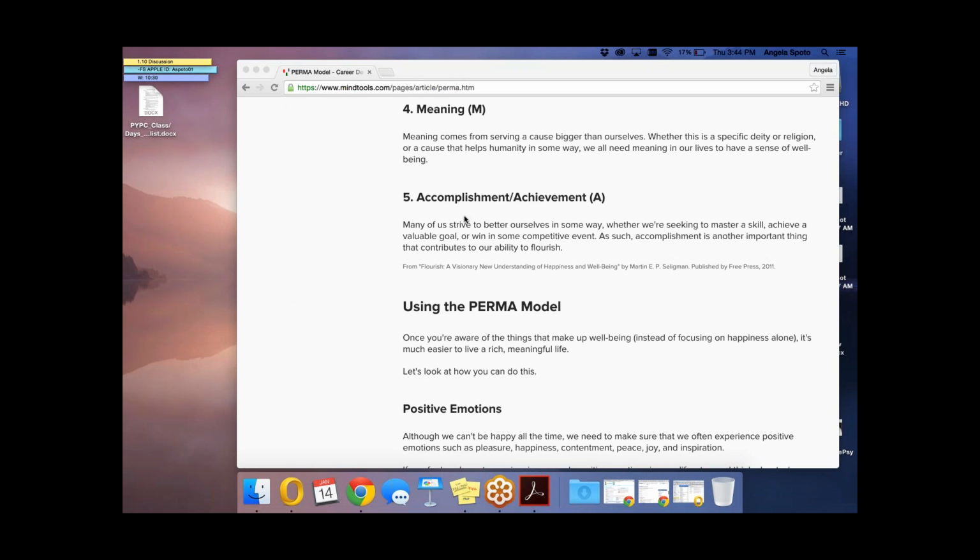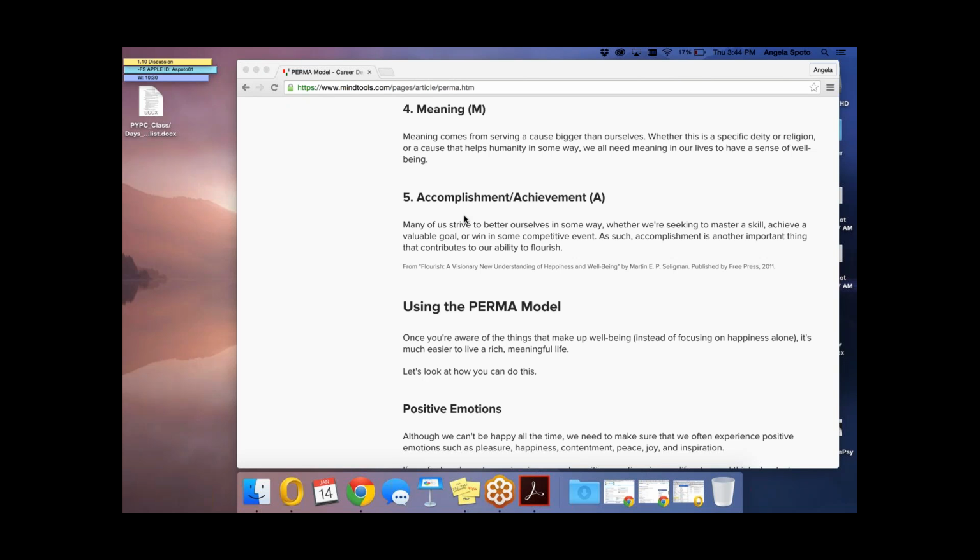And this comes from something that we feel serves not us, but serves a cause that is bigger than us. Okay, so this could be anything from religion to a good deed that you feel helps humanity in some way, something that really gives you a sense of maybe helping other people. All right, we all kind of need whatever that meaning is in our lives to have a genuine sense of well-being, and it can vary from person to person.